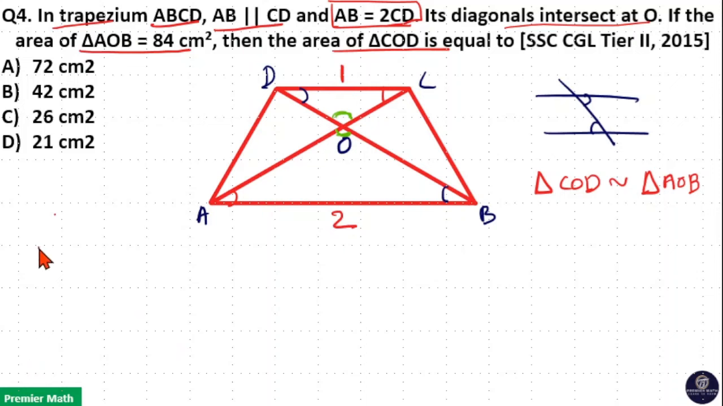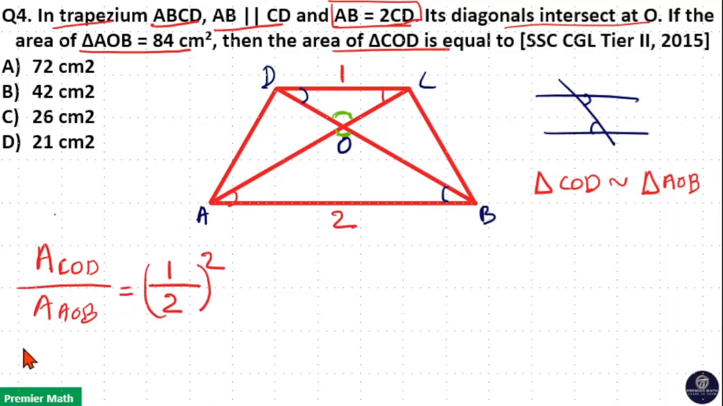Now take the ratio of area. Area of COD divided by area of AOB is equal to, take the corresponding length. Here COD corresponding side ratio is 1 and AOB corresponding side ratio is 2. So 1 by 2 is the ratio. Now take the square of it. So this is the relation, that is ratio of area of similar triangle is equal to the square of the ratio of corresponding sides.